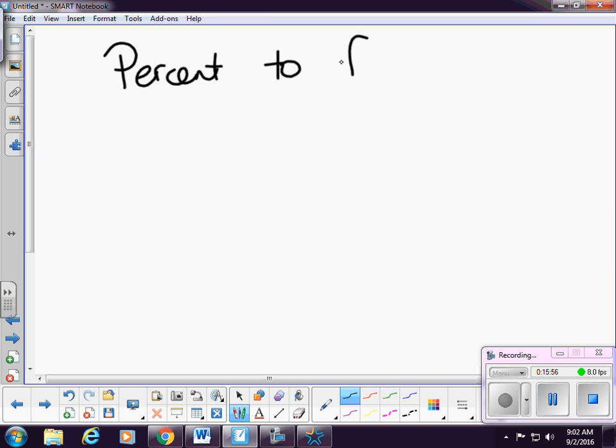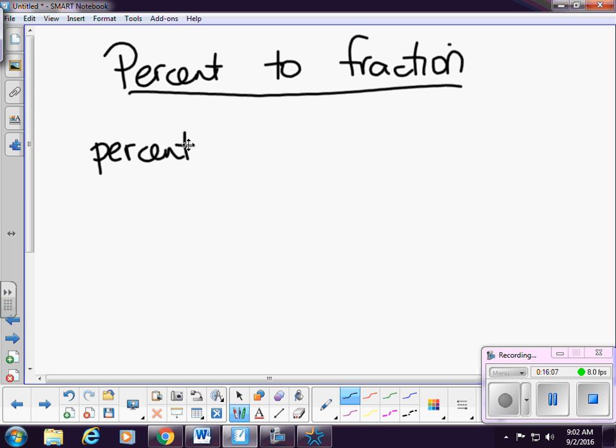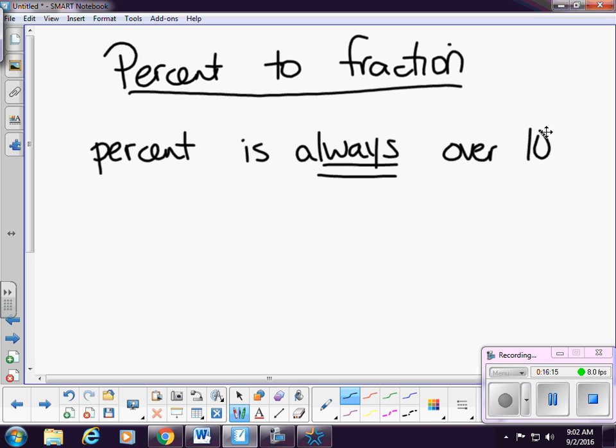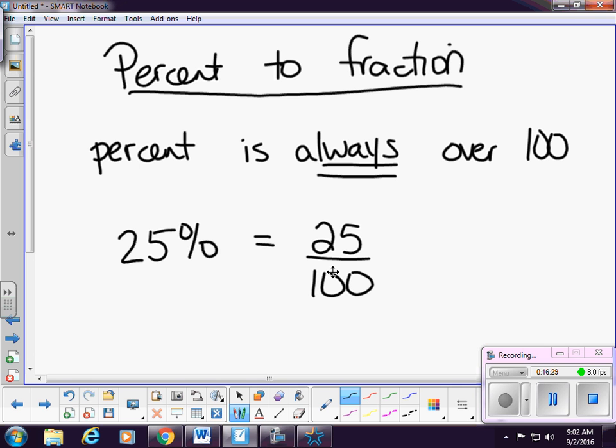Percent to fraction. Percent is always over 100. So whatever percent I have, if I have 25%, to change it to a fraction, I'm just going to put my number over 100. And then I reduce, which in this case then is 1/4.